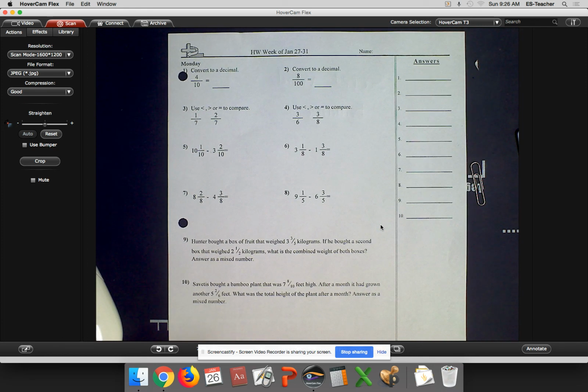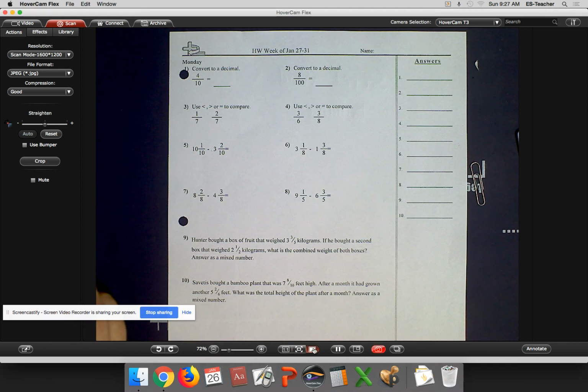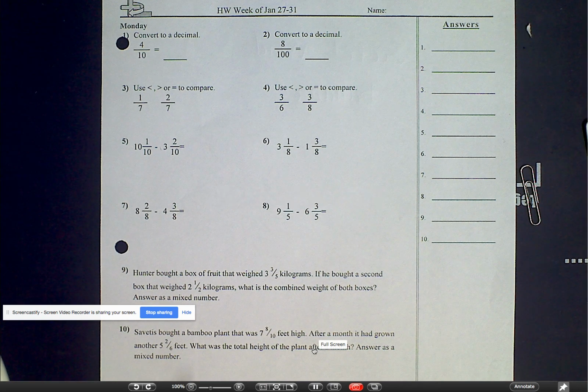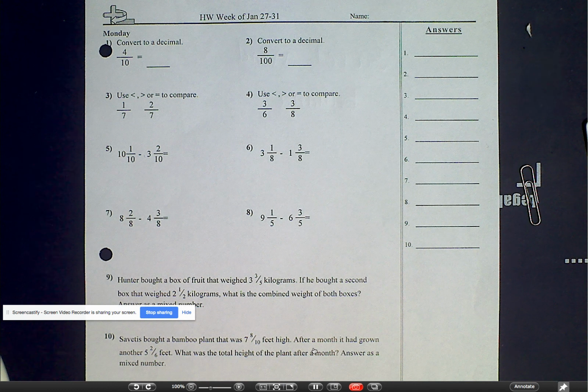We got some new homework. These are skills that we've been working on, so it's very important that you watch the videos every night this week. Otherwise, it might be a little difficult for you on the test on Friday. So just to let you know, we're converting to a decimal.